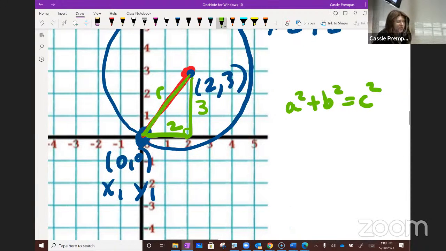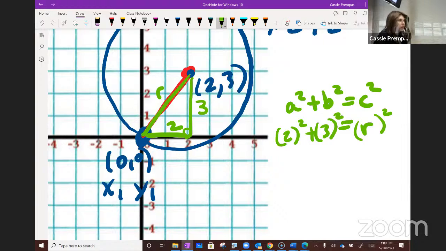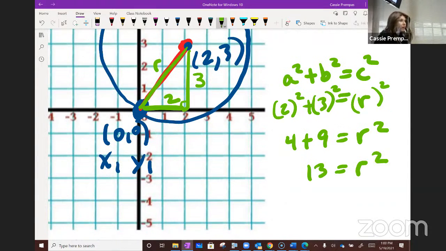It's not as bad as you guys think. What would be the c value? 13? Oh, you're already figuring that out. Okay, good job. But I'm just meaning between 2, 3, and r, which one should I fill in for c? R, because it's the hypotenuse. So it's the leg squared plus the leg squared equals the hypotenuse squared. So I have 4 plus 9 equals r squared. So 13 is the value of r squared.